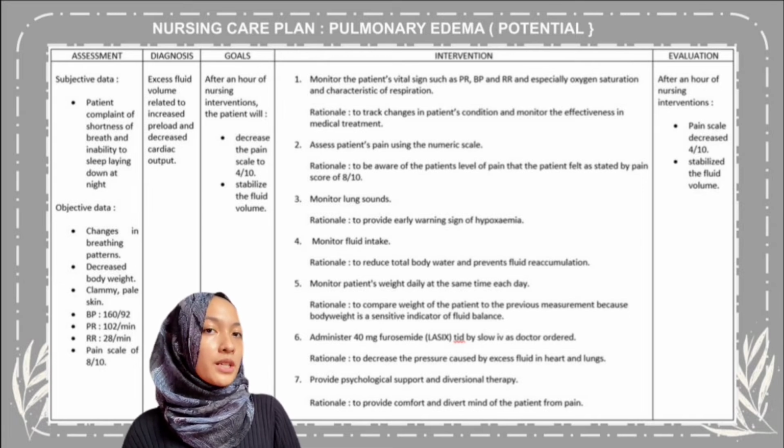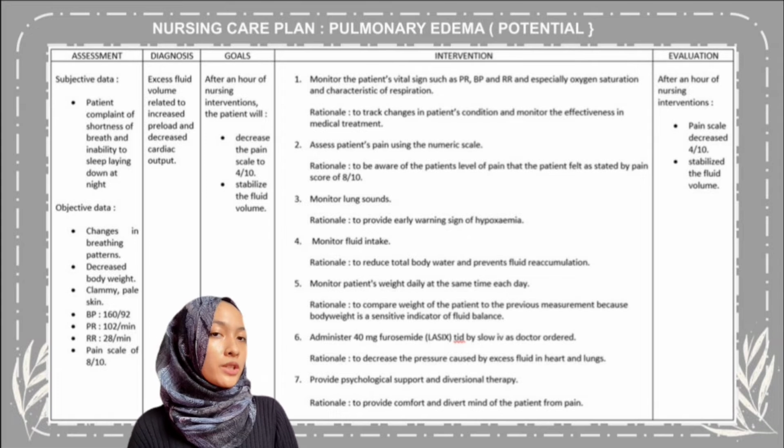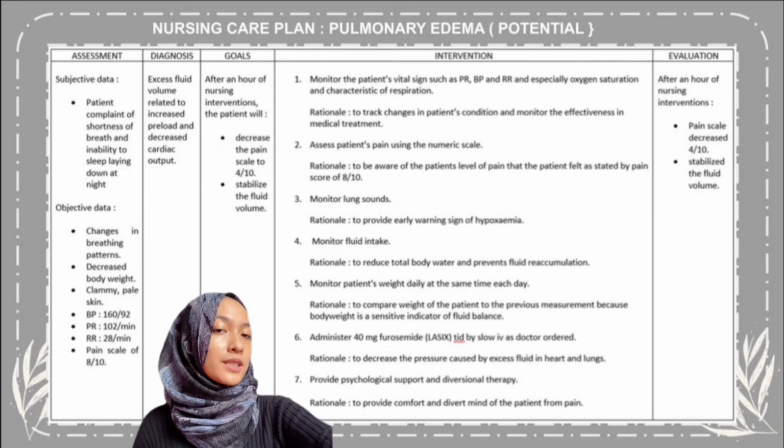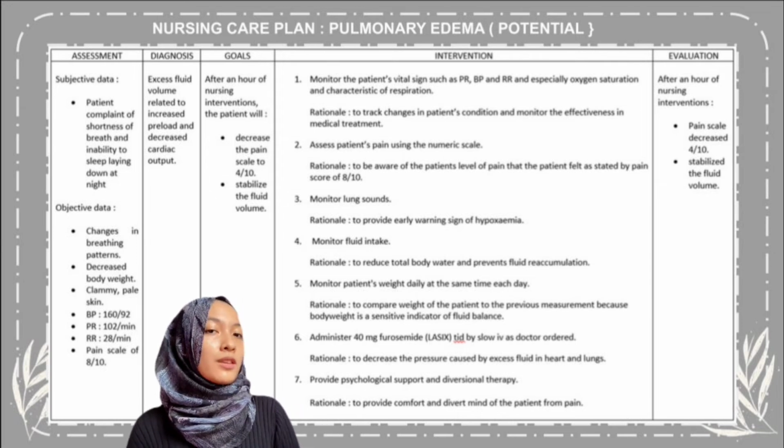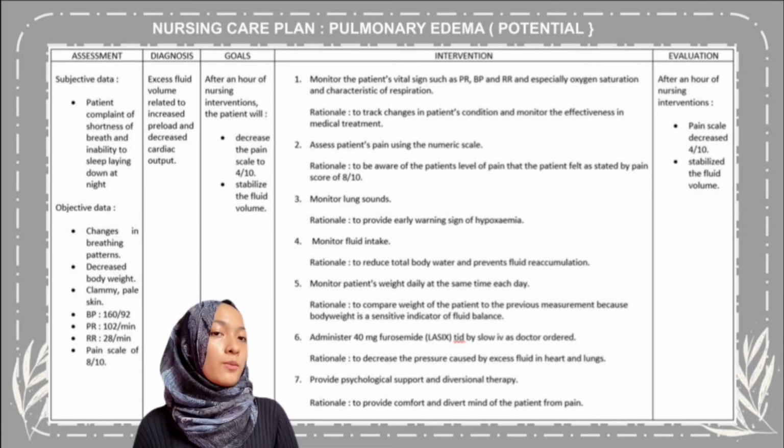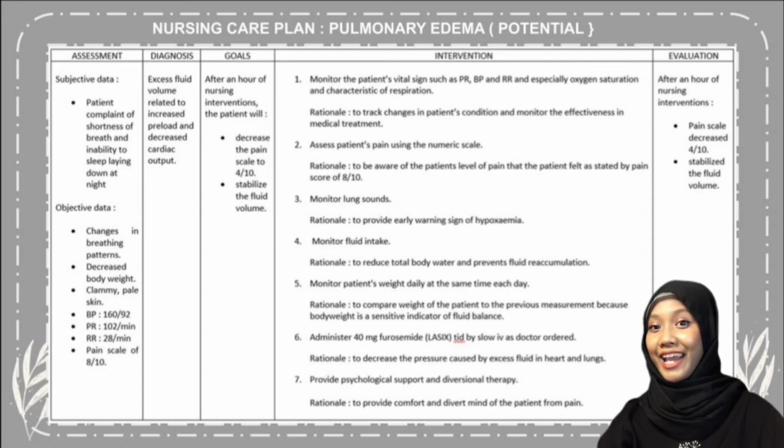And intervention number 3 is to monitor the patient's respiratory activity such as lung sounds. The rationale for that intervention is to provide early warning signs of hypoxemia. Also, if there are any low pitch wheezing sounds, it can be a sign of thickening in the bronchial tubes and lead to chronic obstructive pulmonary disease.